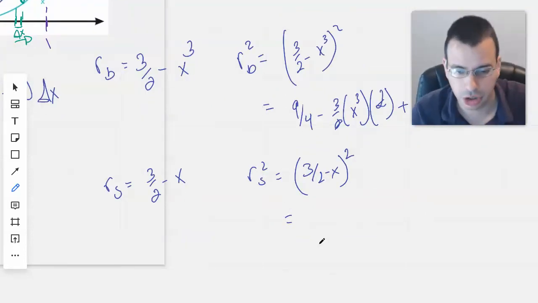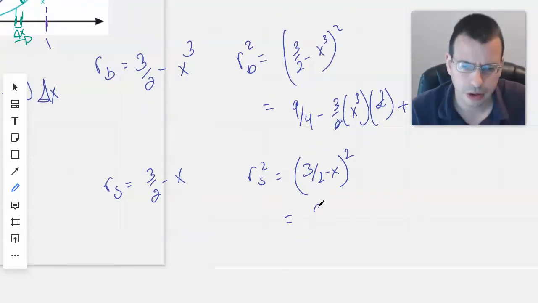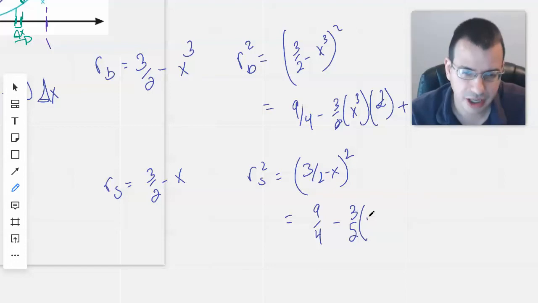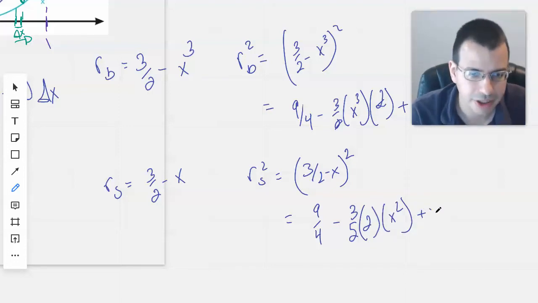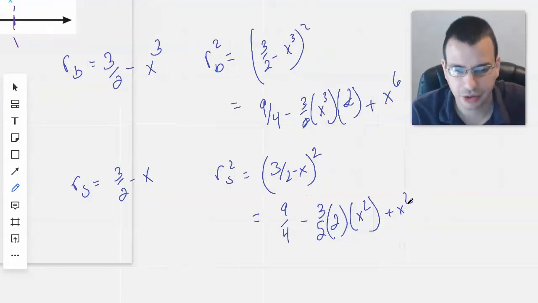Okay, back to R small: 9/4 minus 3/2 times 2 times x squared plus x squared. Okay, and then we'll cancel the 2's.